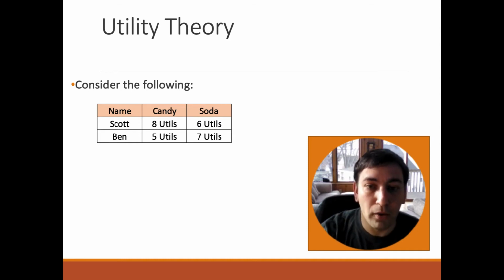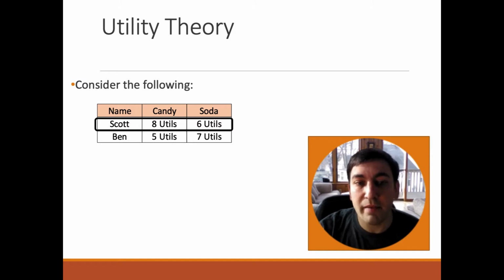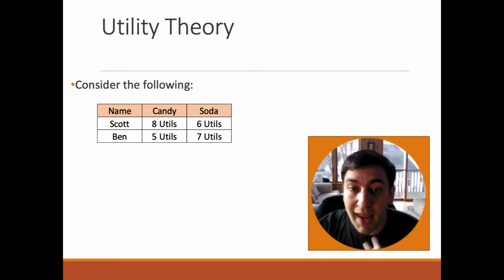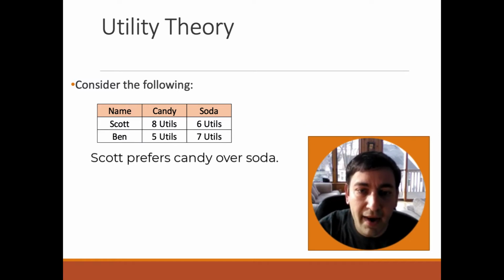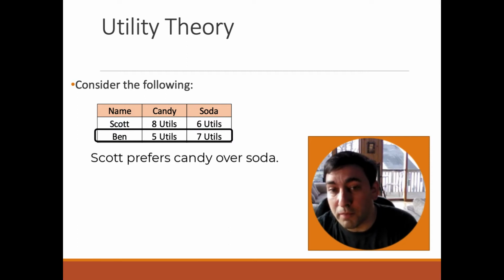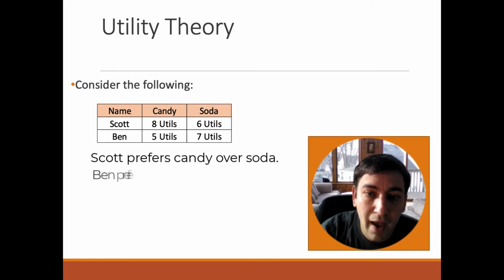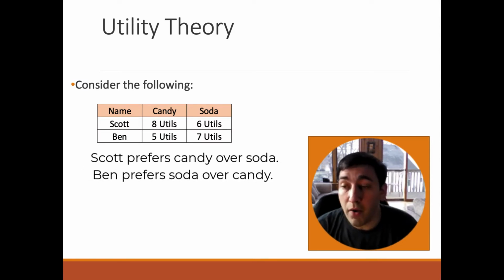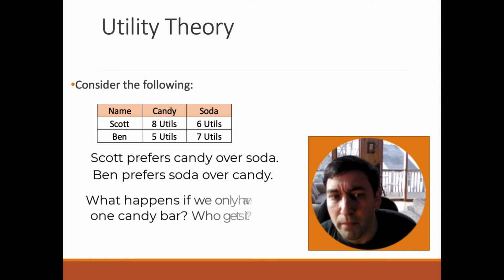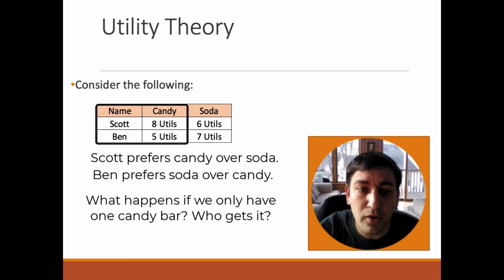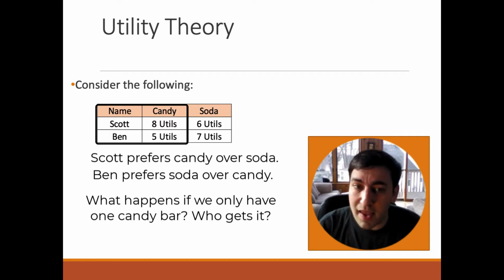So for example, if we look at me and we say Scott gets 10 utils from candy and 6 utils from soda, what do we know about Scott? Well, we know that I prefer candy over soda. Then if we look at Ben and we say, all right, Ben gets 5 utils from candy and 7 utils from soda. So Ben prefers soda, Scott prefers candy. All right, that we know. What happens if we only have one candy bar? Who should get that candy bar? We're going to be really tempted to just compare these numbers and say, oh, well, Scott gets 8 utils of satisfaction, Ben only gets 5. Let's give it to Scott.